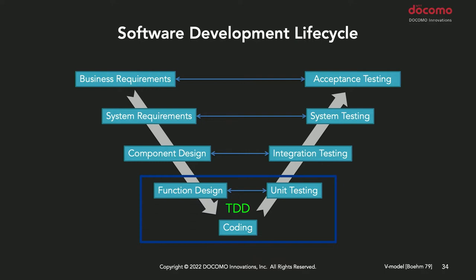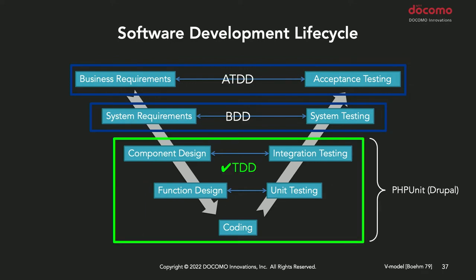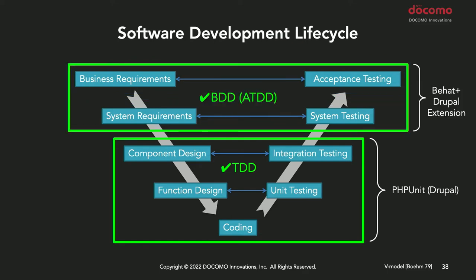So we handle TDD, which stands for test-driven development, at the bottom position. BDD aims at system requirements as system testing. ATDD, which stands for acceptance test-driven development, covers business requirements. We have a couple of testing types like this, such as TDD, BDD, and ATDD. In Drupal, PHPUnit, also known as SimpleTest, covers unit testing and integration testing. We can achieve BDD by Behat and the Drupal extension that I will explain from now on. I think you could understand the position of TDD and BDD. So let us dive into BDD.